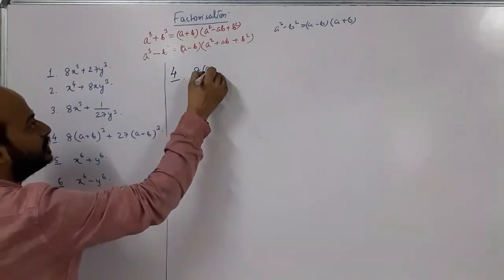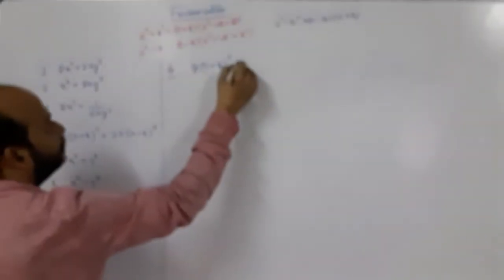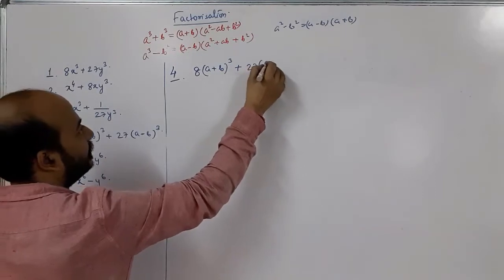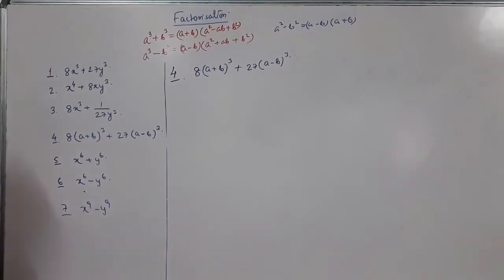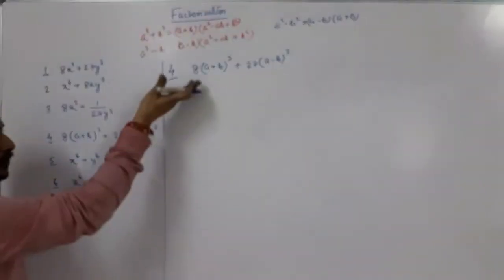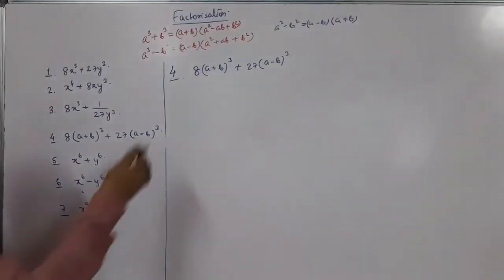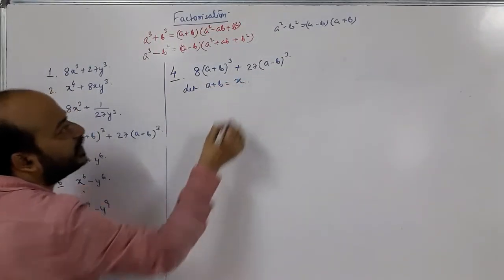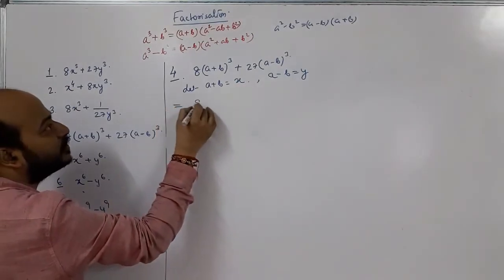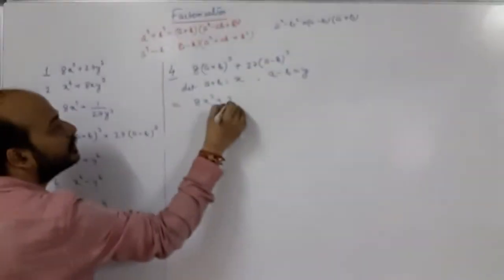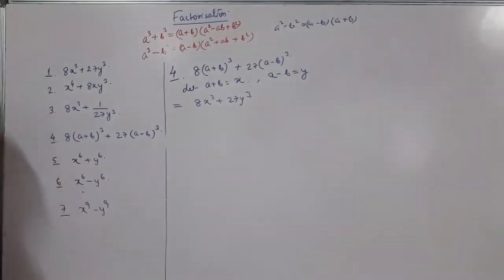Now see, this is 8 times a plus b whole cube plus 27 times a minus b whole cube. So this is also the same a cube plus b cube form. Here what we can do, we can substitute some values so that it becomes a little bit smaller while we perform the operations. So we can start like this. Let a plus b be a single alphabet like x, and a minus b be y. Now the same sum becomes 8x cube plus 27y cube. You understand? Now it becomes simple.